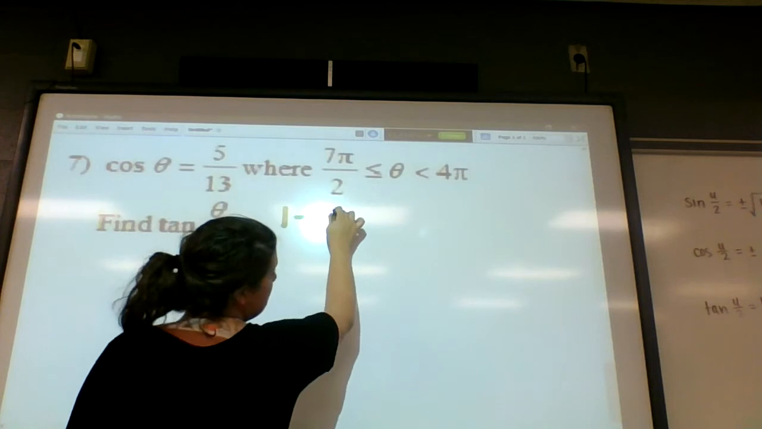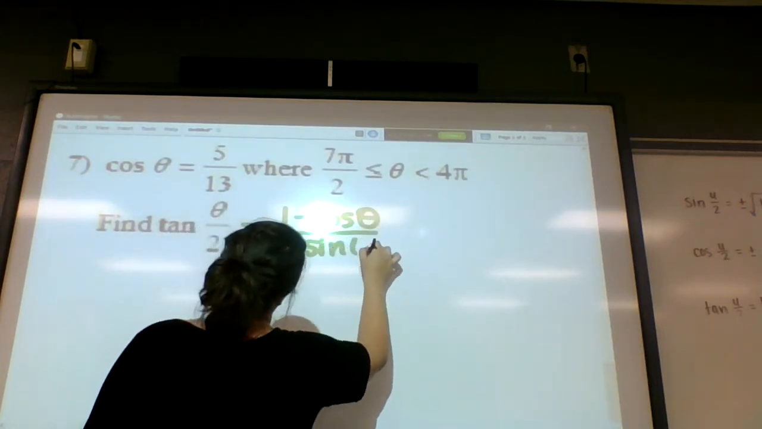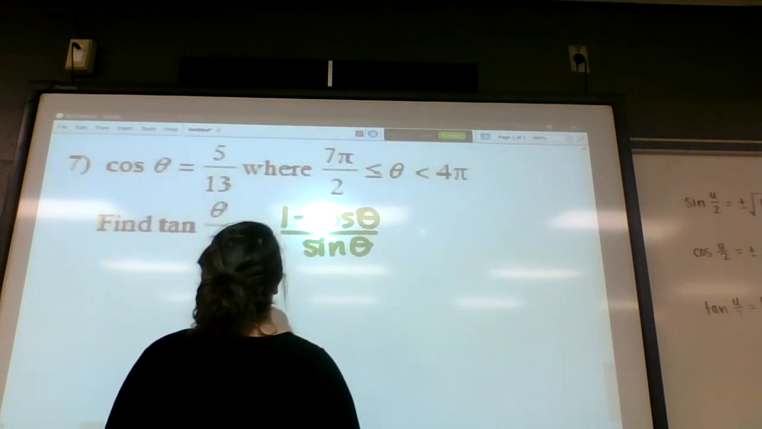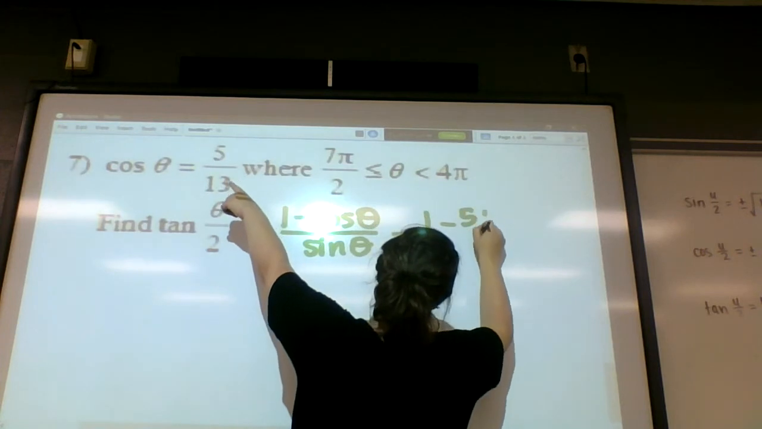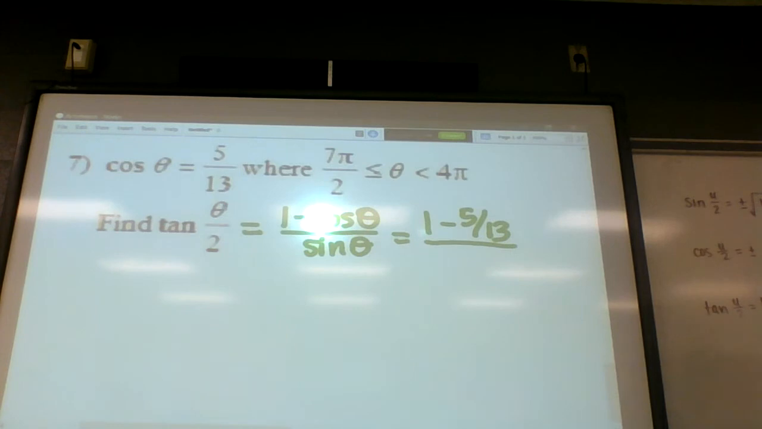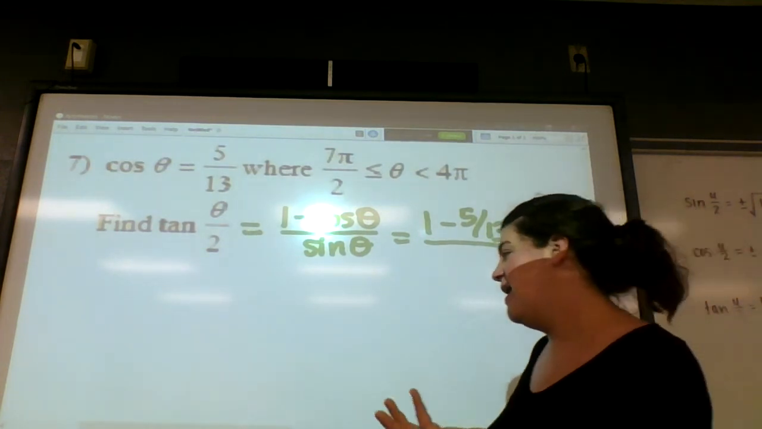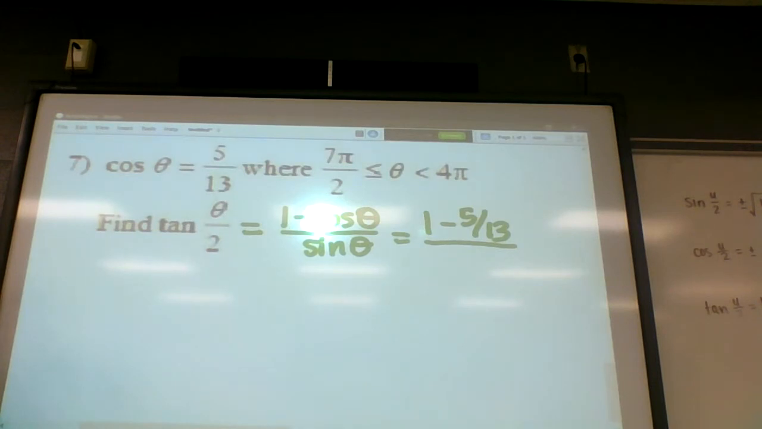So this will be 1 minus the cosine of theta over the sine of theta. And you have the cosine, so you know that's 1 minus 5 over 13, but you don't have the sine. So in order to figure out the sine, you do have to make yourself a triangle, right? By the way, if you don't need a triangle to figure out what the sine is, you don't have to make one. It's not required. But if you're like, I don't know what it is, or you want to just get a nice picture of it, that's fine.